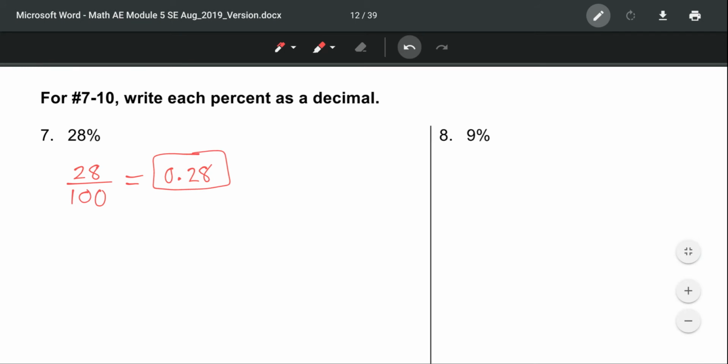Number 8, 9%, that would be 9 out of 100, which means 9 hundredths, so it'd be 0.09.